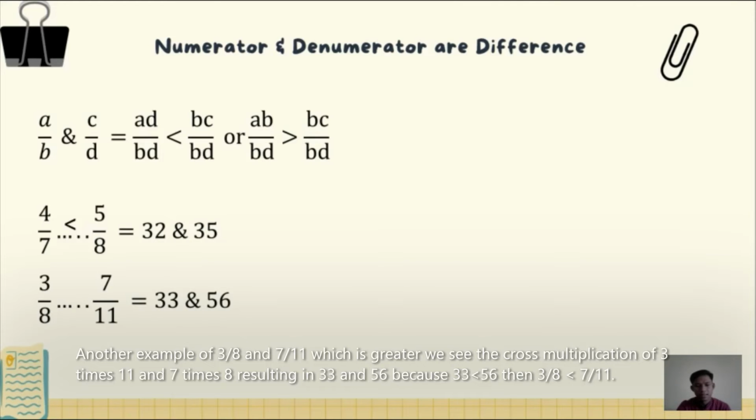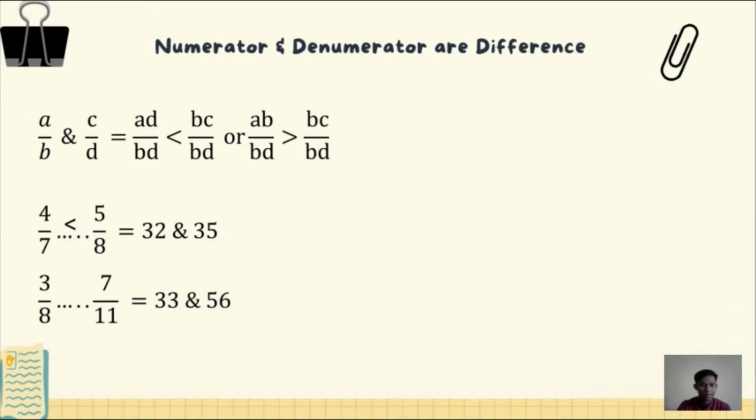Another example, 3/8 and 7/11. Which is greater? We see the cross multiplication of 3 times 11 and 7 times 8, resulting in 33 and 56. Because 33 is less than 56, then 3/8 is less than 7/11.